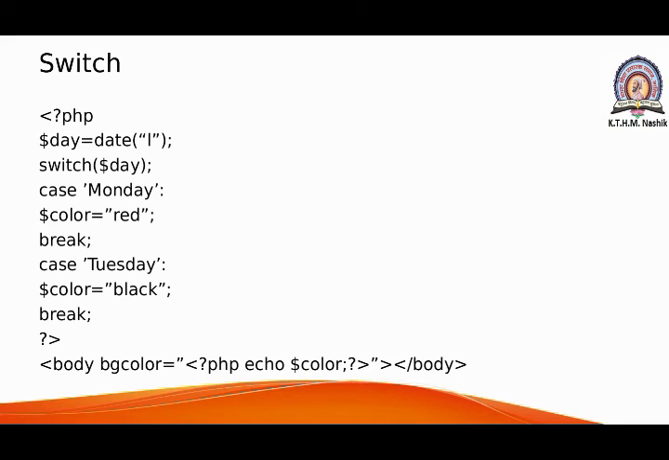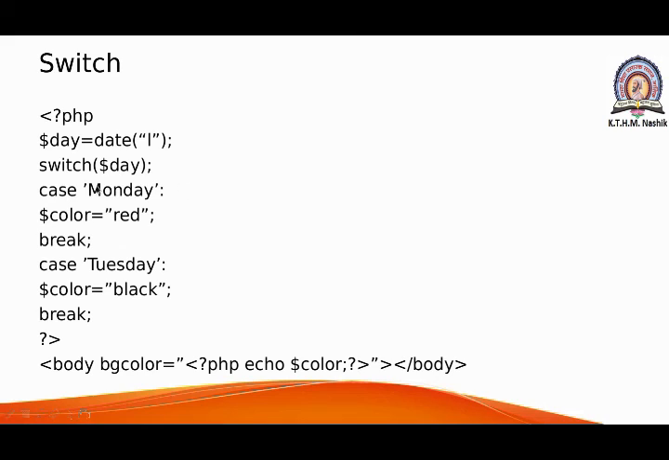Then switch. Here we see the difference. Here it is a program using switch. Again $day equal to date, in brackets within double quotes L, again used for the day of the date according to the syntax. So here switch, then $day. This is our variable. In switch we have to give the variable for which we have to use the value.